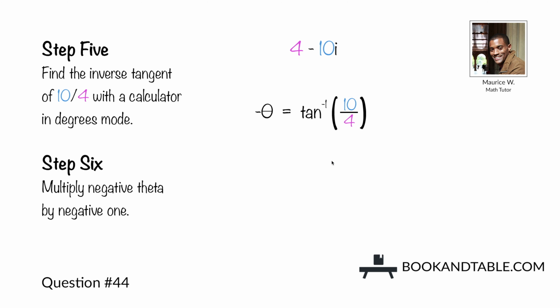So if we plug that into a calculator in degrees mode, we get the inverse tangent of 10 over 4, gives us negative theta is equal to 68 degrees. Remember, this is negative theta because in the fourth quadrant, our theta is going to be negative. So we multiply both sides by negative 1, and that shows us that the argument, or theta, is equal to 68 degrees times negative 1, which means theta is equal to negative 68 degrees.